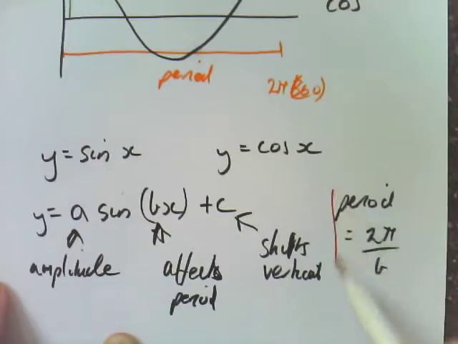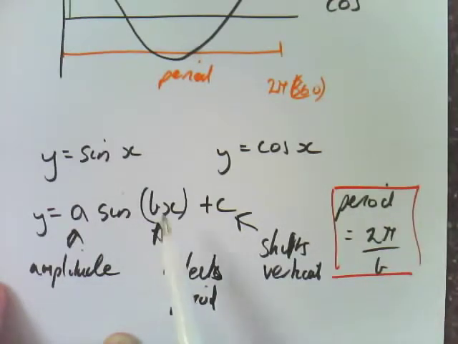Alright. So period is actually 2 pi on B. Okay, so if there's a number in front of your x, 2 pi divided by that will give you the adjusted period for that graph. And as I say, C just shifts it vertically.